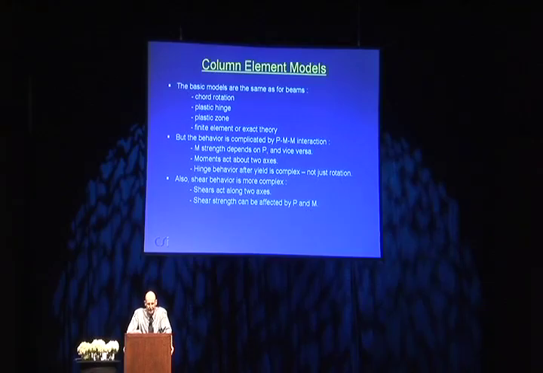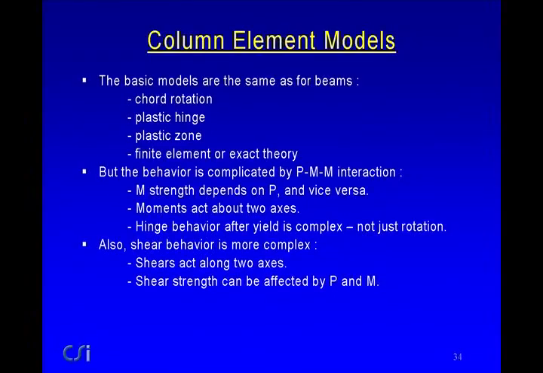However, the behavior is complicated by P-M-M interaction. And a number of things happen when you get P-M interaction. The moment strength depends on P and vice versa. You know that. I'll show the interaction surface in just a moment. We now have biaxial bending rather than uniaxial bending as in a beam, which is a complication. And most important, after yield occurs, after a plastic hinge forms, what does it do? It doesn't simply rotate. It's much more complicated than that.